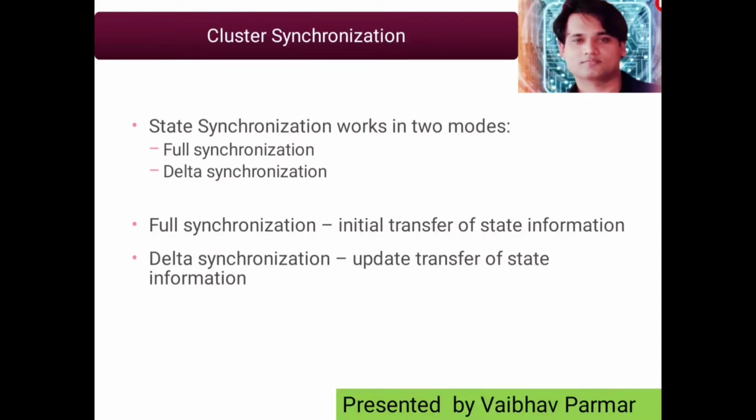Full synchronization is used for the initial transfer of state information for many thousands of connections. If a cluster member is brought up after failing down, it will perform full sync. So if the cluster member is down and it comes up after its down state, then please note the full synchronization takes place. Once all members are synchronized, only updates are transferred via delta sync. Delta sync is much quicker than full sync.